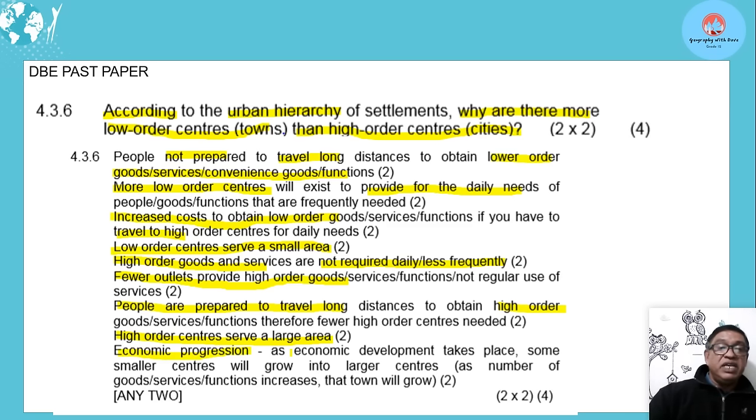Economic progression, that means as economic development takes place, some smaller centers will grow into larger centers. As the area around the town becomes bigger and bigger and bigger, the demand for goods would become more, and all of a sudden the town will produce more goods and higher order goods, and that small town can turn into a city.